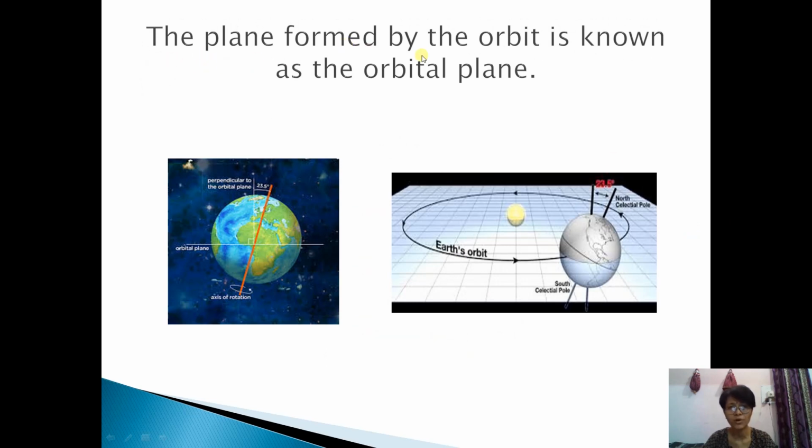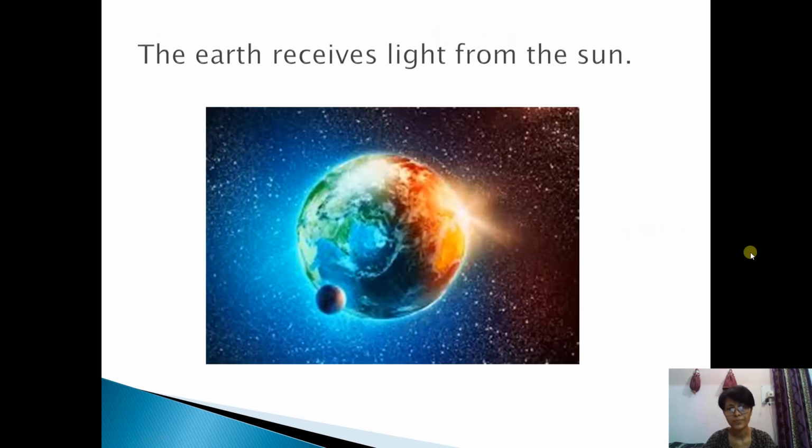The plane formed by the orbit is known as the orbital plane. What is the orbital plane? You see here I'm showing two pictures. The orbital plane is shown here as a straight line, but in the elliptical or elongated part, I'm showing the earth's orbit around the sun, and this orbit makes one plane or flat surface, which we can imagine as the orbital plane, surrounding the sun.